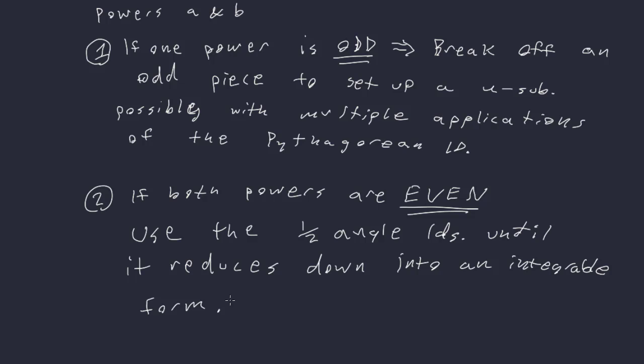Okay, so since I'm promising here that this hopefully makes more sense through examples, let's just look at some examples. In this example here, we have sine squared x times cosine cubed x. So one exponent is odd. So here we have an odd power.